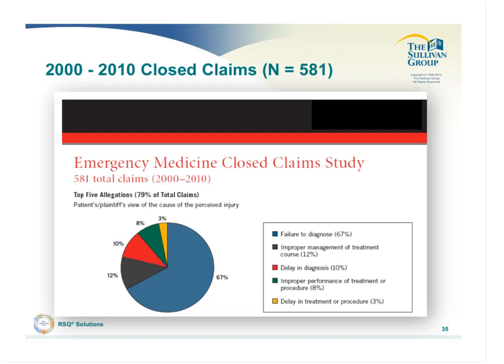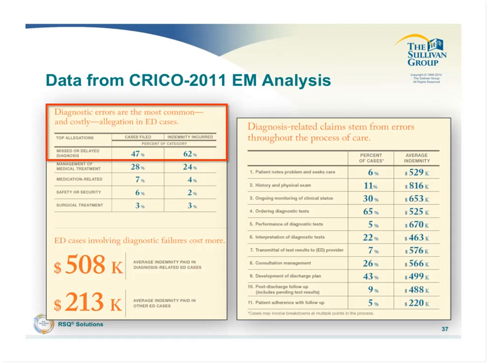Again, the focus in acute care medicine, primary care, urgent care, our big problem is the failure to diagnose. I showed you that CRICO study. Here's one from the doctor's company. That's the issue. It's failure to diagnose. In this analysis of over 500 claims, 67% failure to diagnose. Again, this is CRICO. I think this was over 700 claims, 47% failure to diagnose.